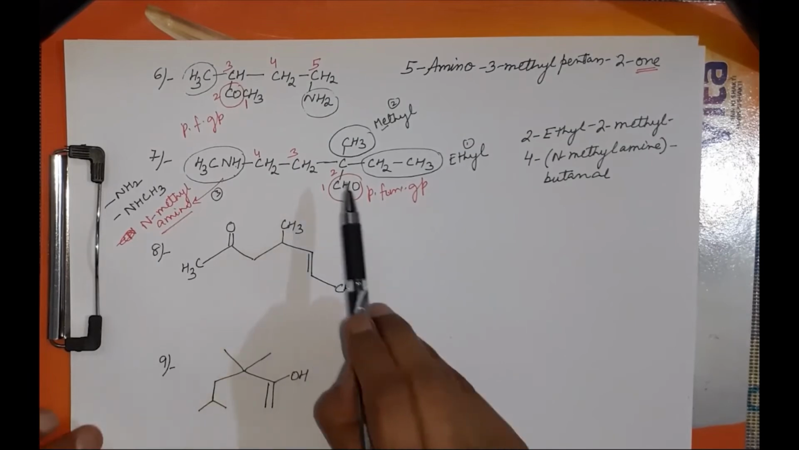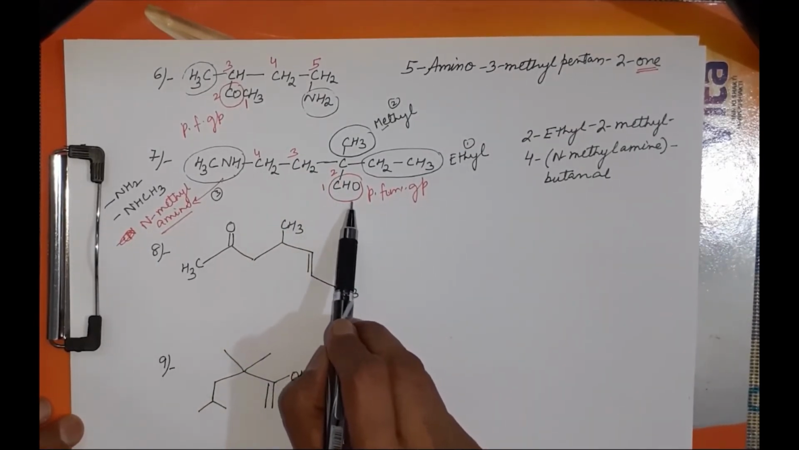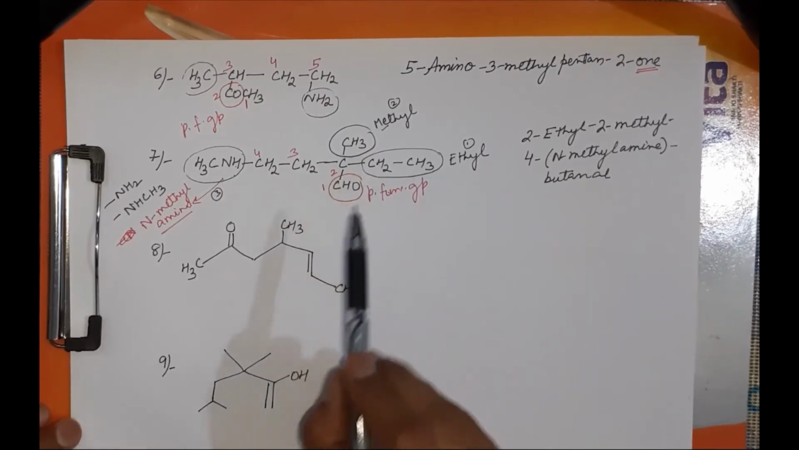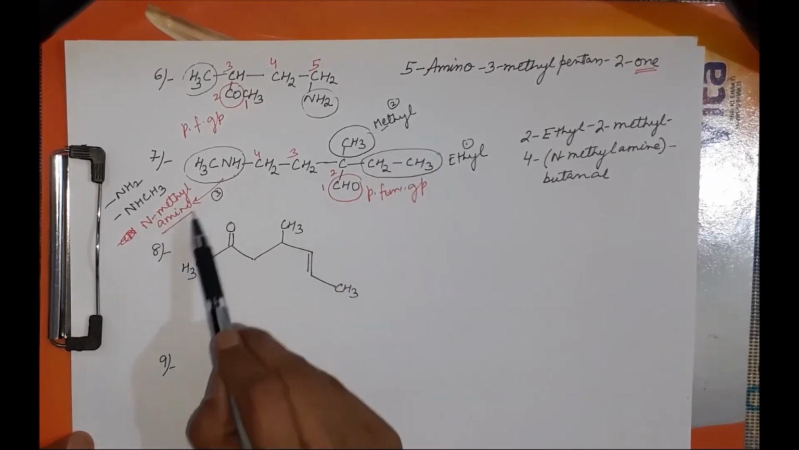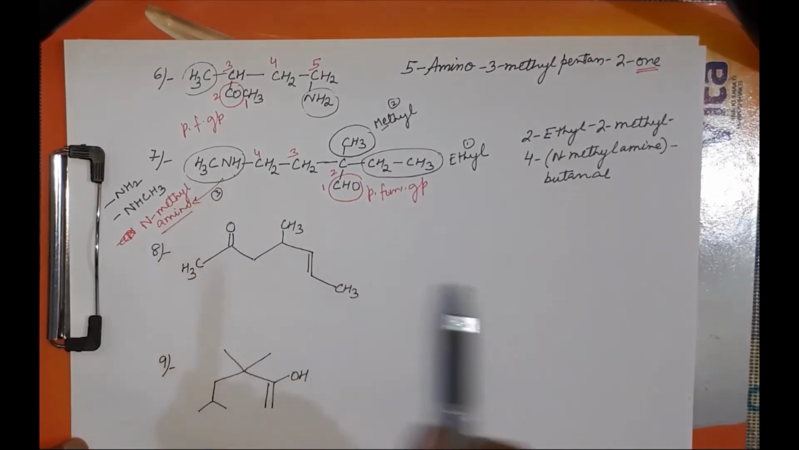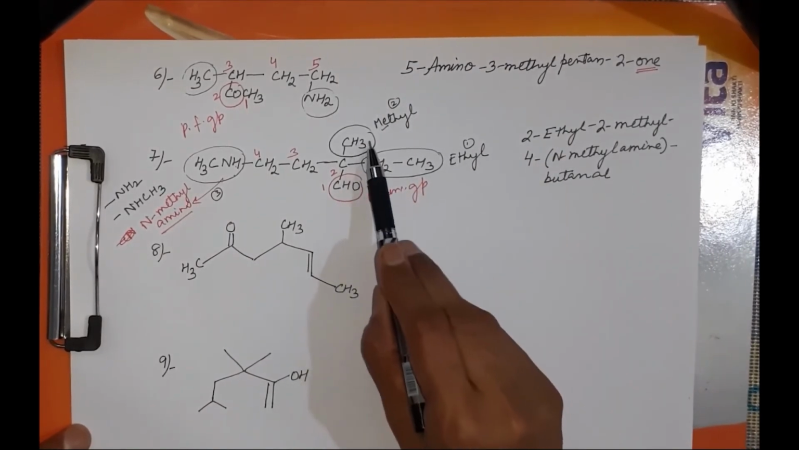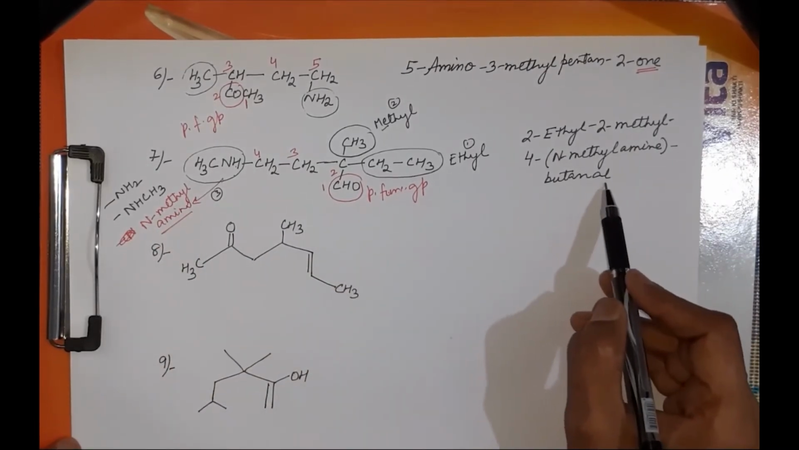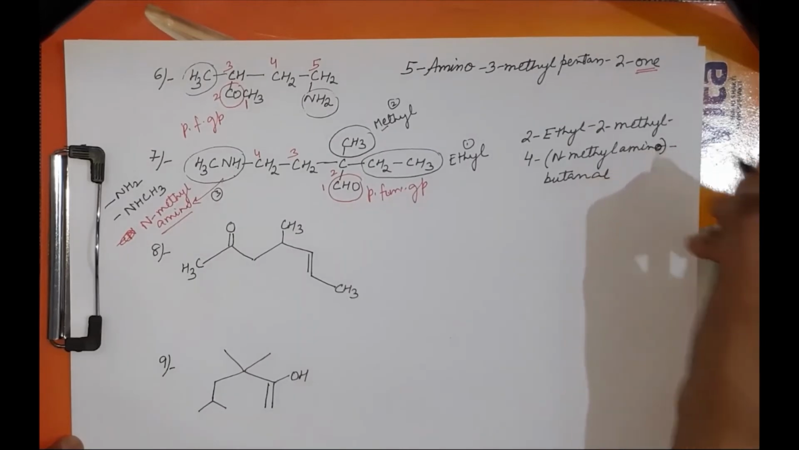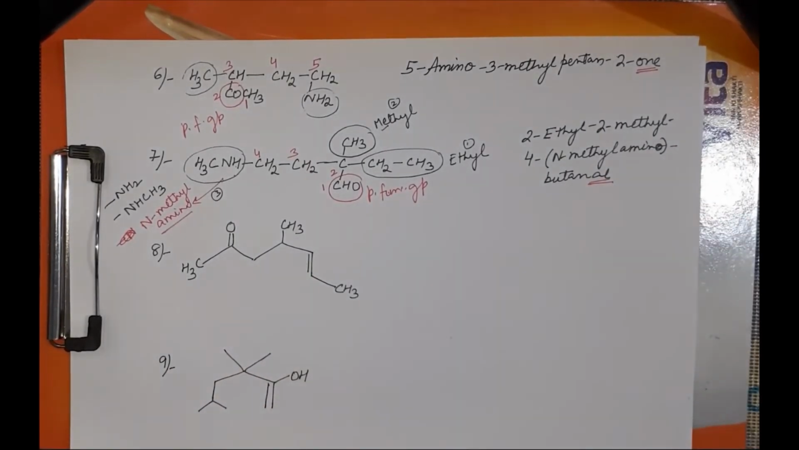So again I will repeat. This will be the parent chain. The CHO group will be the principal functional group. So 3 substituents are there. This is the ethyl group, this is methyl, and this is the N-methyl amino group. So name will be 2-ethyl, 2-methyl, 4-N-methyl amino butanal. Butanal, al, because aldehyde is the functional group. So this will be the name.